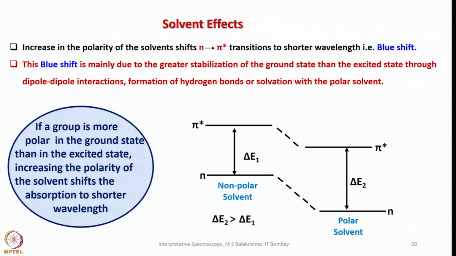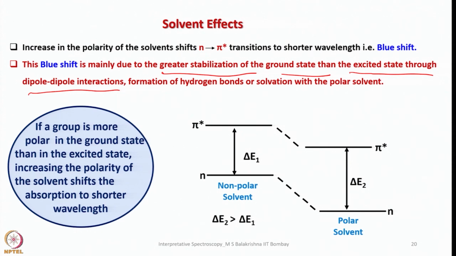Then after looking into substituent effect, let's look into solvent effect. When we talk about solvent effect, polarity comes into the picture. Increase in the polarity of the solvent shifts n to pi star transition to shorter wavelength. That means addition of polar solvent results in blue shift. n to pi star goes to shorter wavelength or higher energy. That means the gap is increasing. This blue shift is mainly due to the greater stabilization of the ground state than the excited state through dipole-dipole interaction. That means polar solvent induces dipole-dipole interaction.